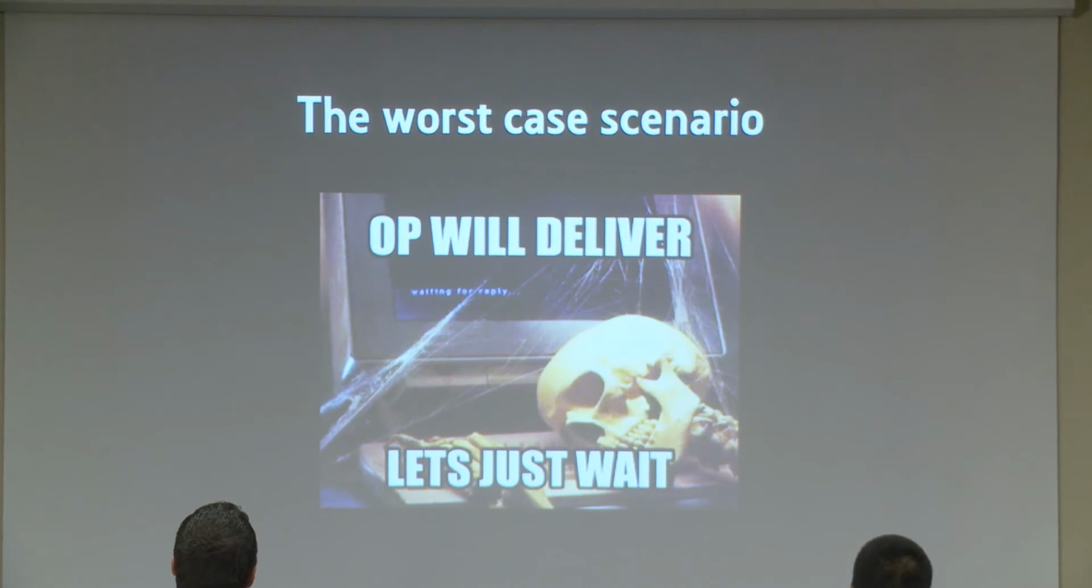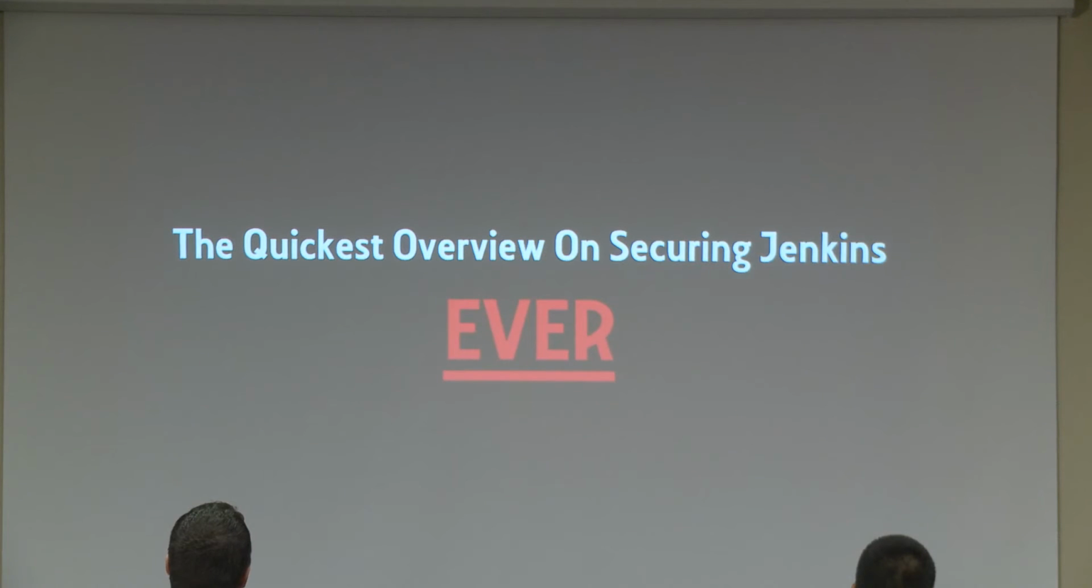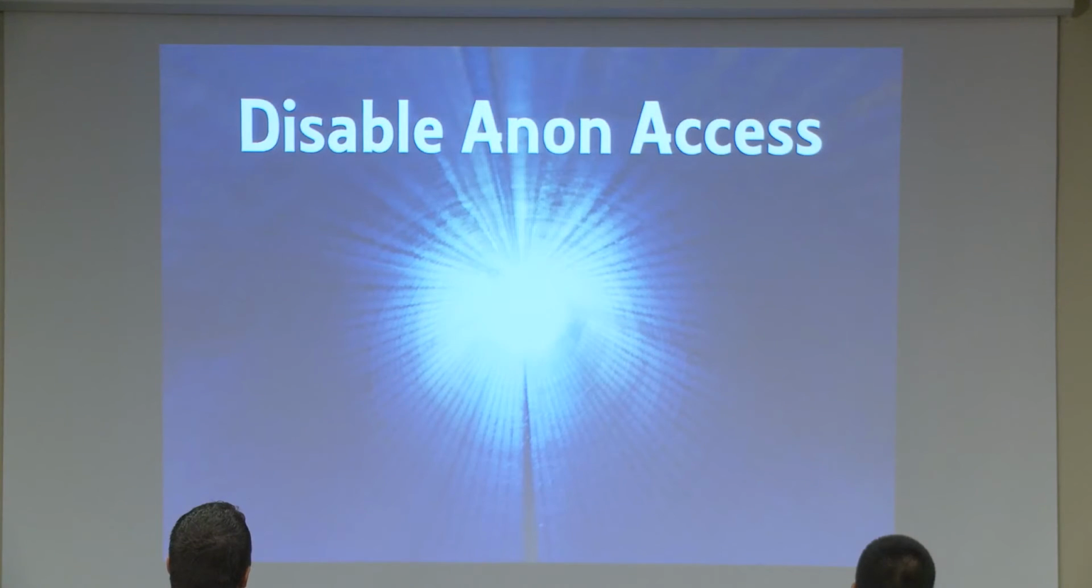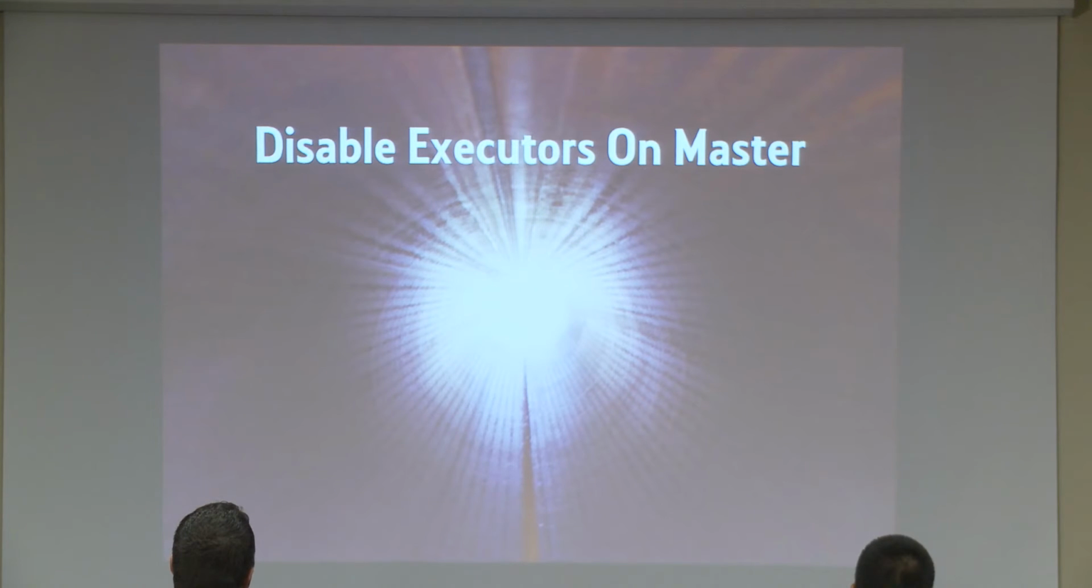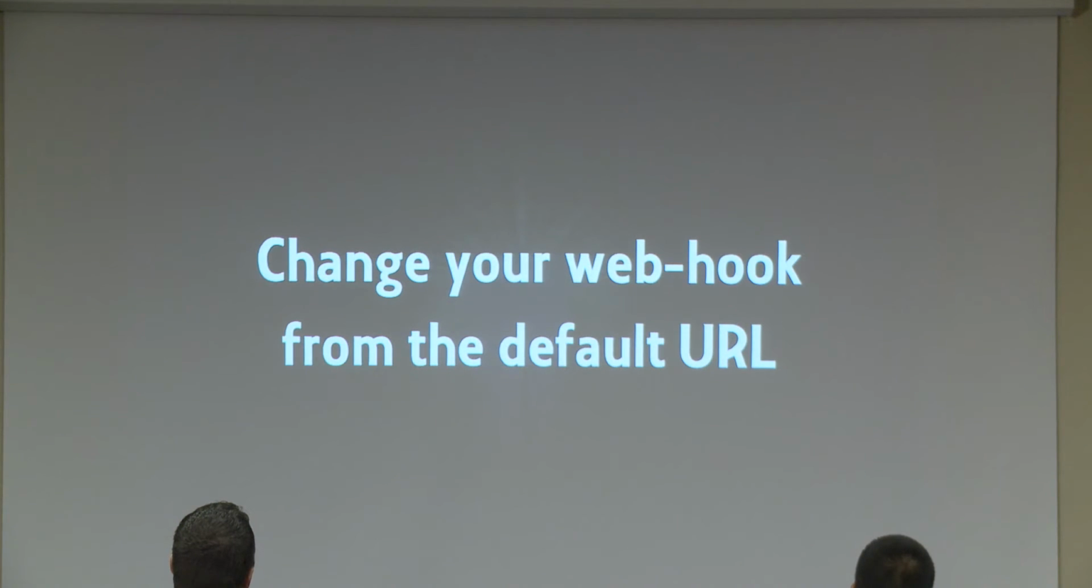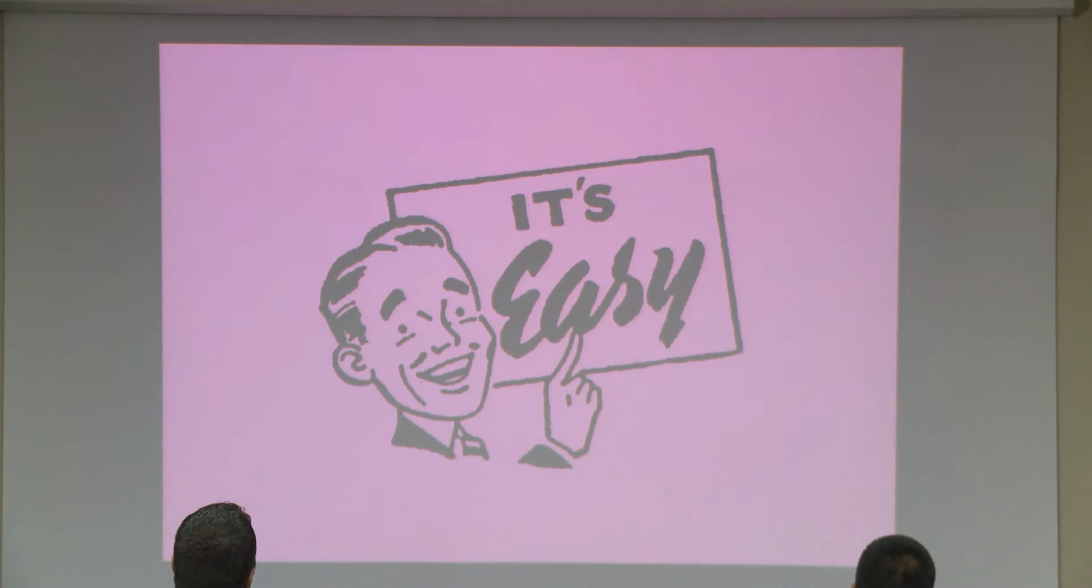But the worst case scenario, right, is even if they're not using continuous integration tools, you just commit something small that could be malicious, and you wait, and you hope that it propagates. And if it does, you scan for it, and you compromise every single server that gets touched by the code. But I put a quick overview on things you should do to secure your CI tools. Disable anonymous access, gate your deploys, use a random port for slave communications, disable executors on master, change your webhook from the default URL, and it's that easy.